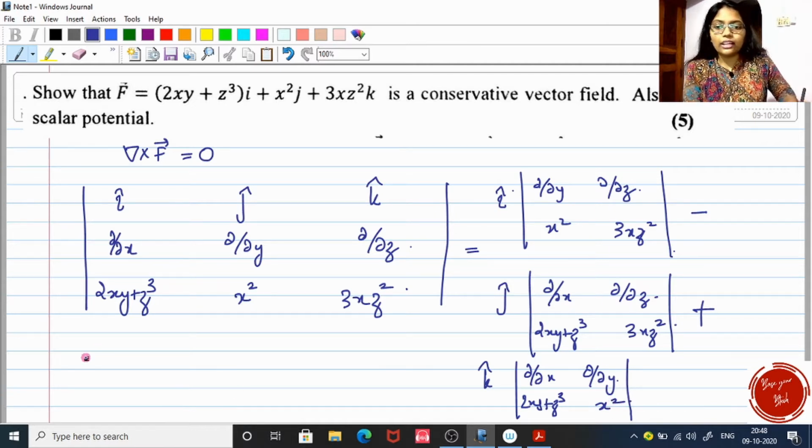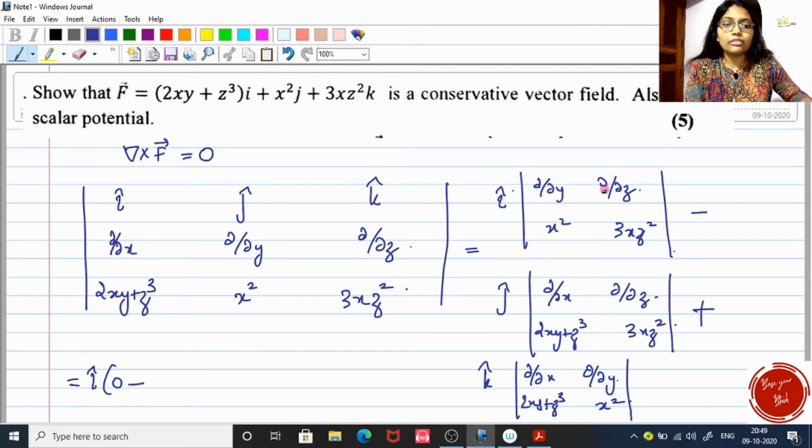So this is how we take the 3 by 3 matrix determinant, and now we have to take the 2 by 2 matrix determinant individually for each term, isn't it? So just cross it starting from the bottom right corner, that is dou by dou y into 3xz square. Here we have to take the derivative with respect to y, for which function? For this 3xz square. And luckily there is no y variable available here, so the dou by dou y of 3xz square is simply 0. Minus, now cross this, dou by dou z of x square.